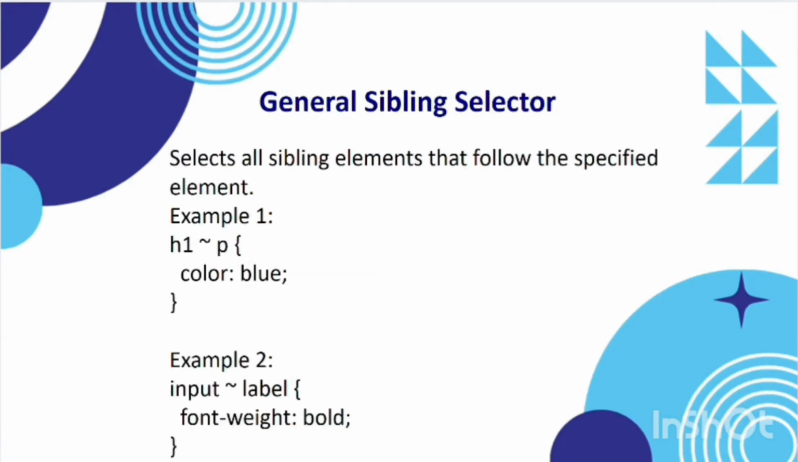Now moving to another, which is general sibling selector. The general sibling selector targets all siblings that come after an element. Use the tilde symbol. H1 tilde P, open curly braces, color colon blue. All paragraph siblings that follow an H1 will appear in blue color.